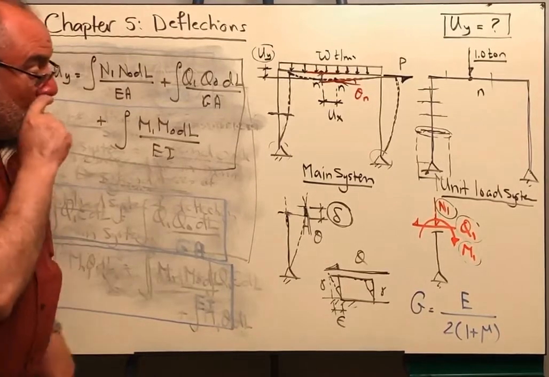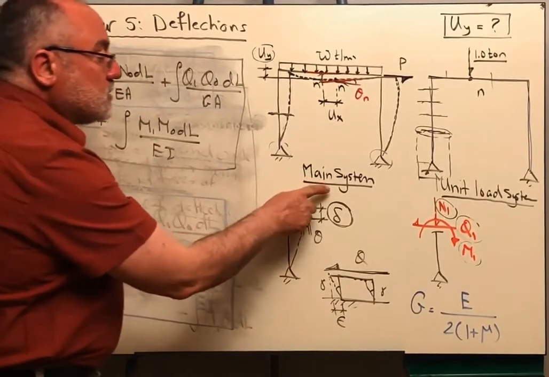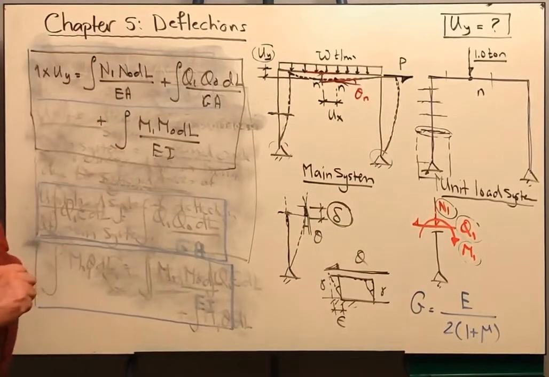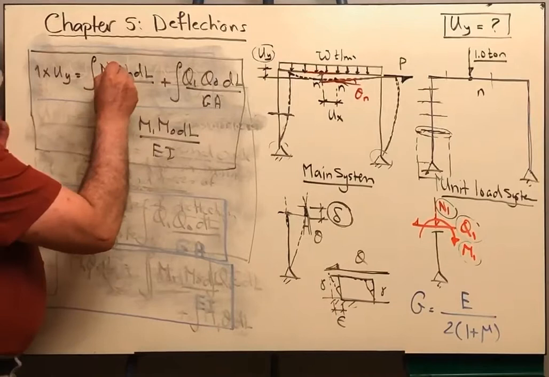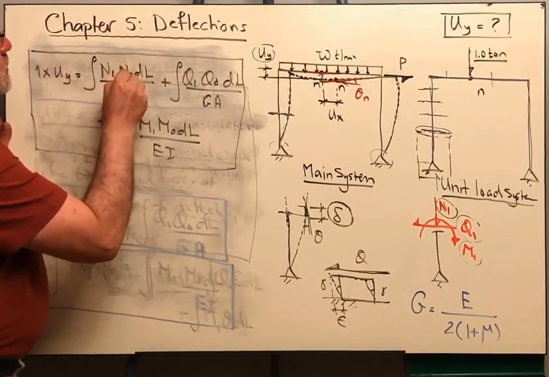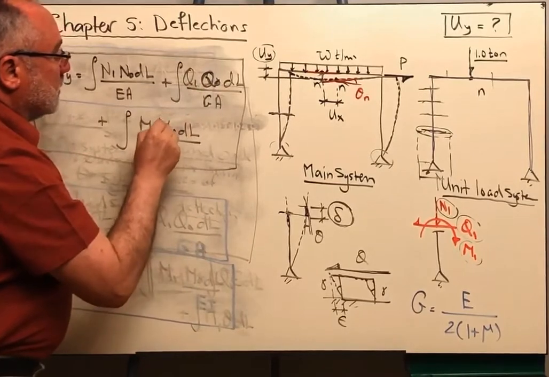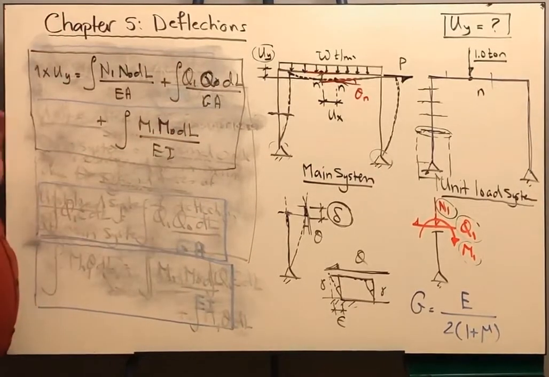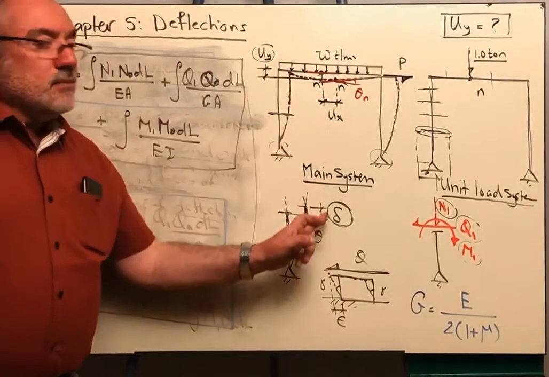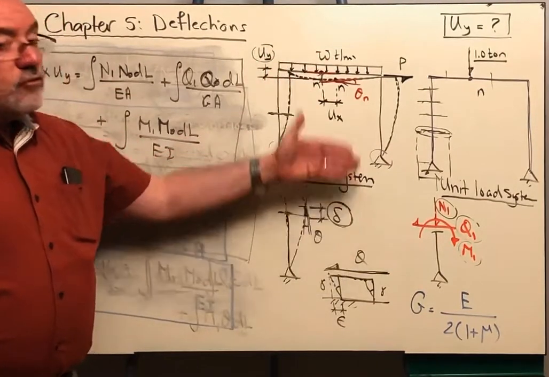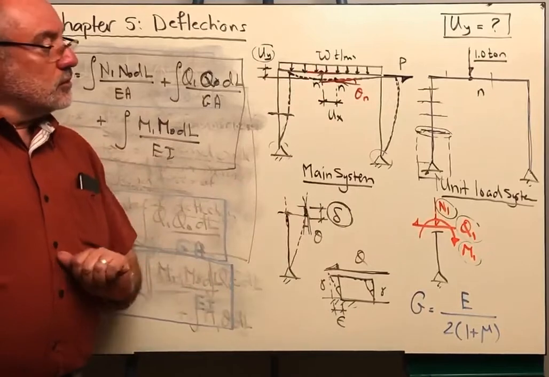Okay, now I am having the main system. For this main system, I will have to determine the normal force diagram, the shear force diagram, and the bending moment diagram. I will have to solve for this main system the 3 internal forces. I will get the normal force, the shear force, and the bending moment.